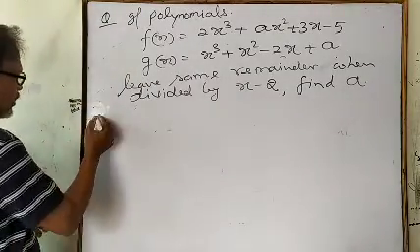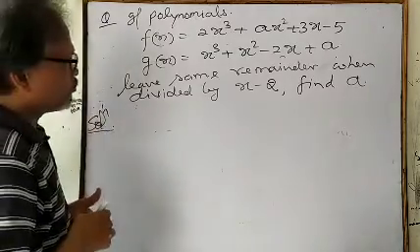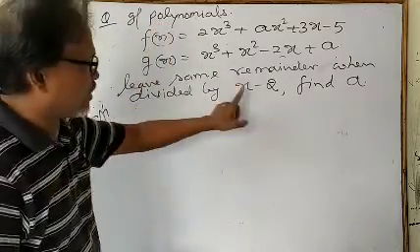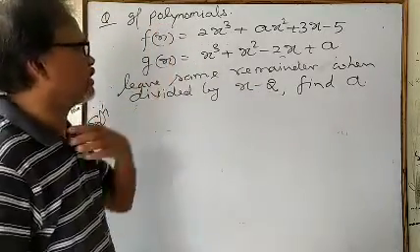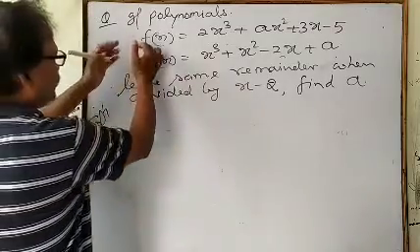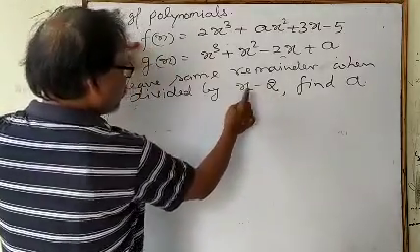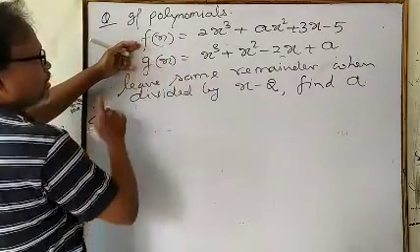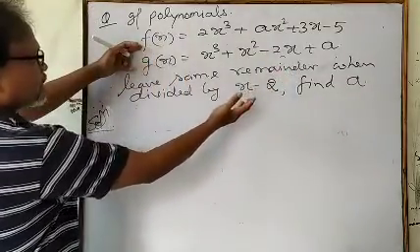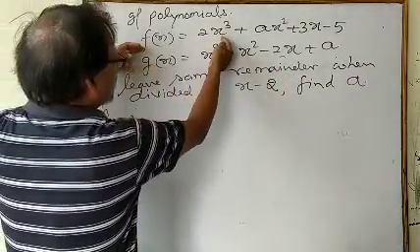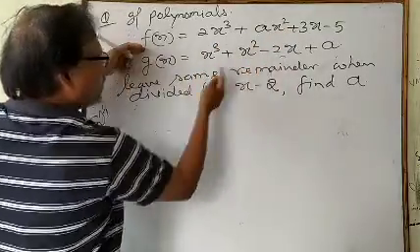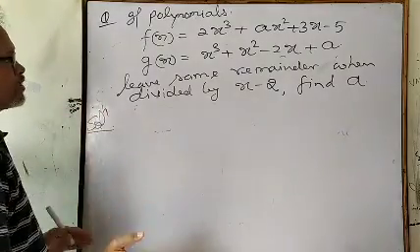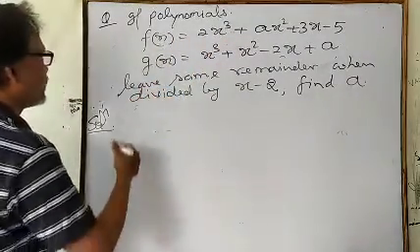So how to find? In this case, if you read the question again, there are two polynomials and both the polynomials when divided by x minus 2 leave the same remainder. So x is equal to 2, and f of 2 and g of 2 are the same. Both leave the same remainder. So when you put x is equal to 2 here and x is equal to 2 here, in the next step you will equate both the equations. Then you will get the value of a.